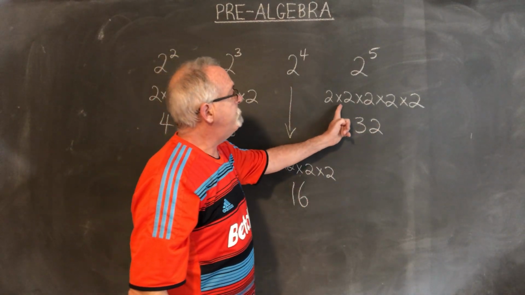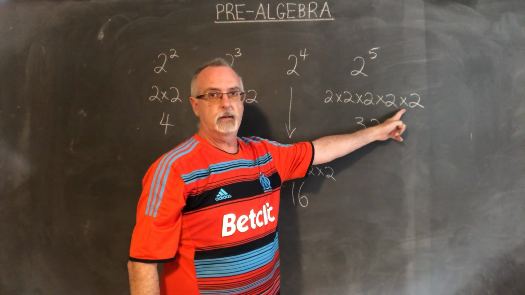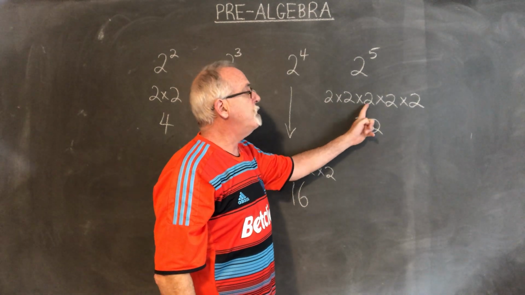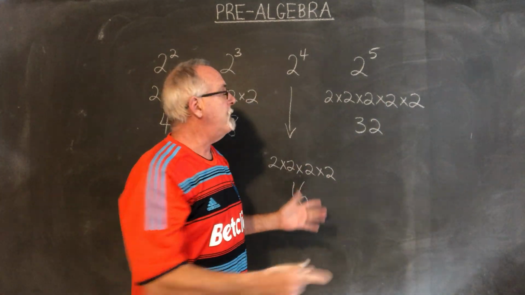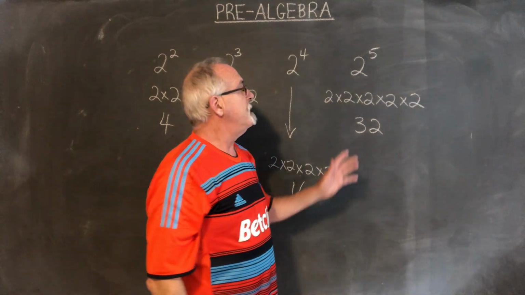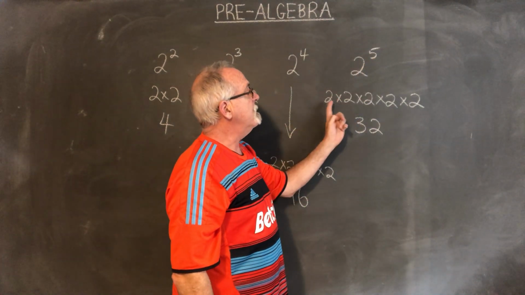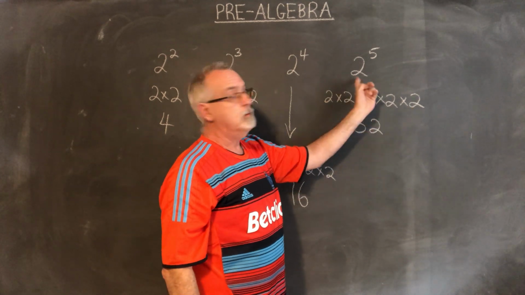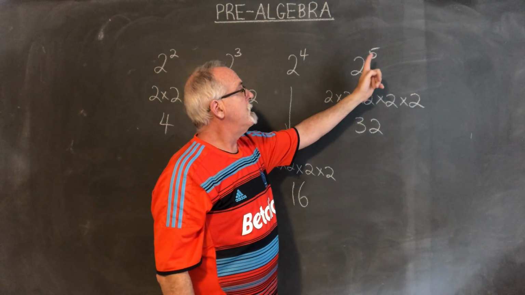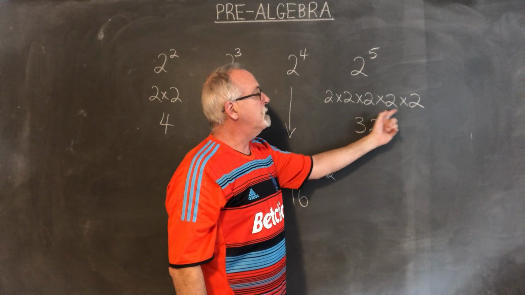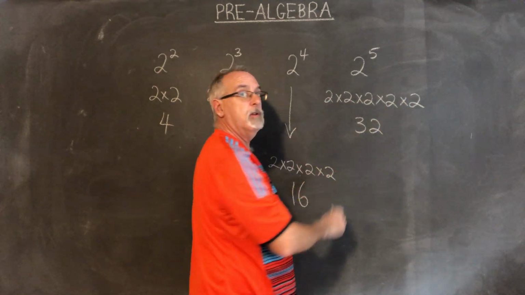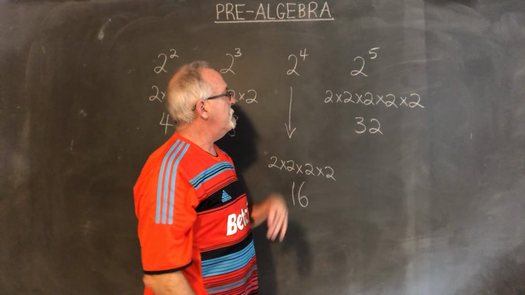Notice there are 4 multiplication symbols in this. That's a 5. There are 5 2's. So in order to show 5 2's being multiplied, you need to show 4 multiplication symbols. When you look at this number, that's telling you how many times the base, the 2, is multiplied by itself. 4 multiplications are what's necessary to multiply 5 2's all by each other, and we end up with 32.